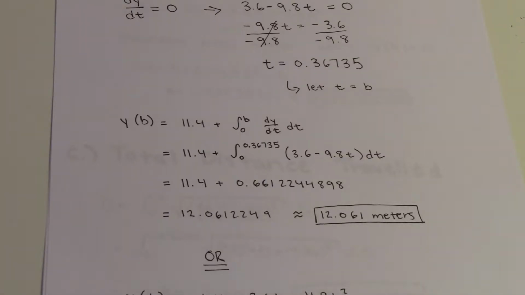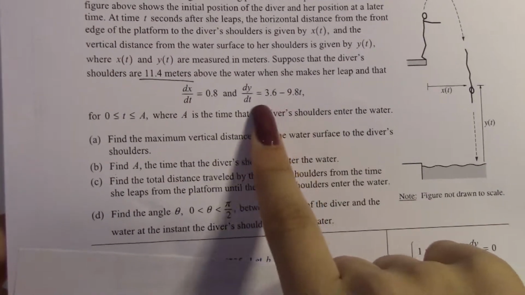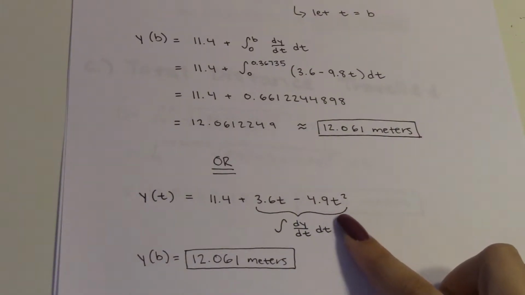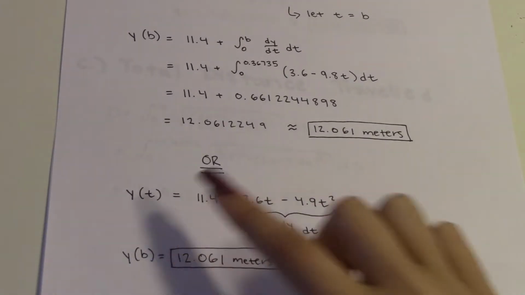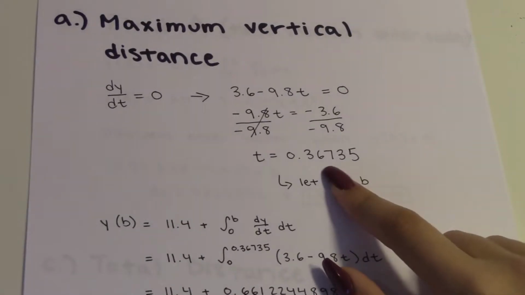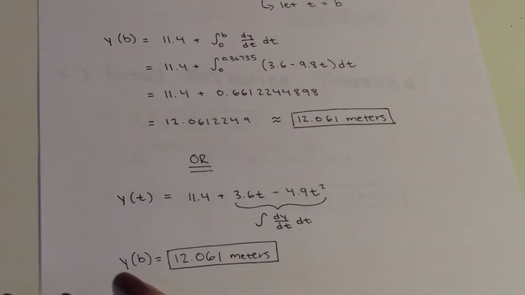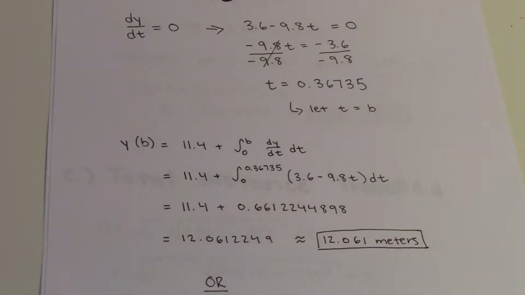Another way that you can do this is instead of going through the whole integral process, you can just integrate at the beginning. Integrate that initial dy/dt right here, and that'll give you 3.6t minus 4.9t squared. That and the initial position of 11.4 will give you y of t as well. Then you just plug in the t value that we found up here, so b. So y of b is equal to 12.061 meters again. So that's just two different ways to solve for that.